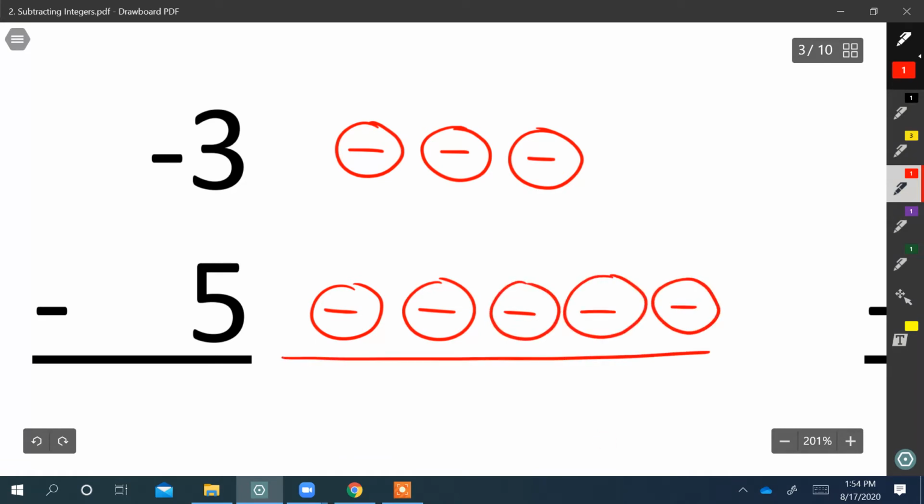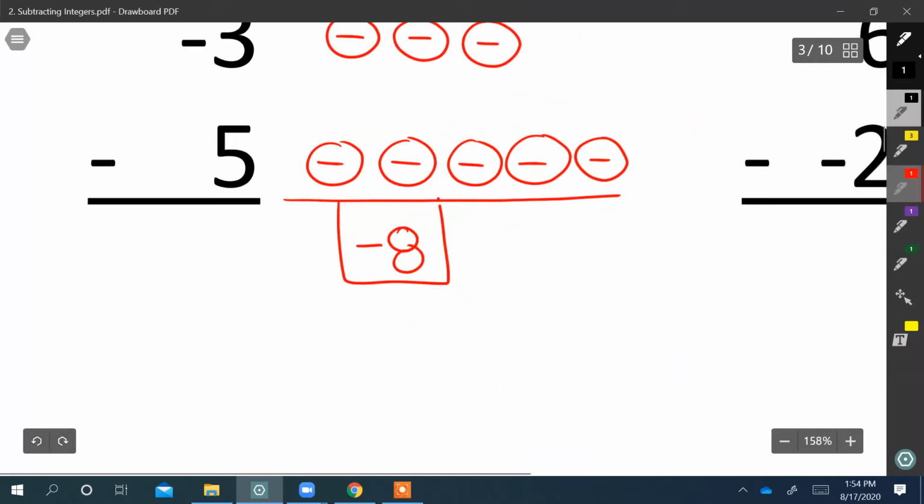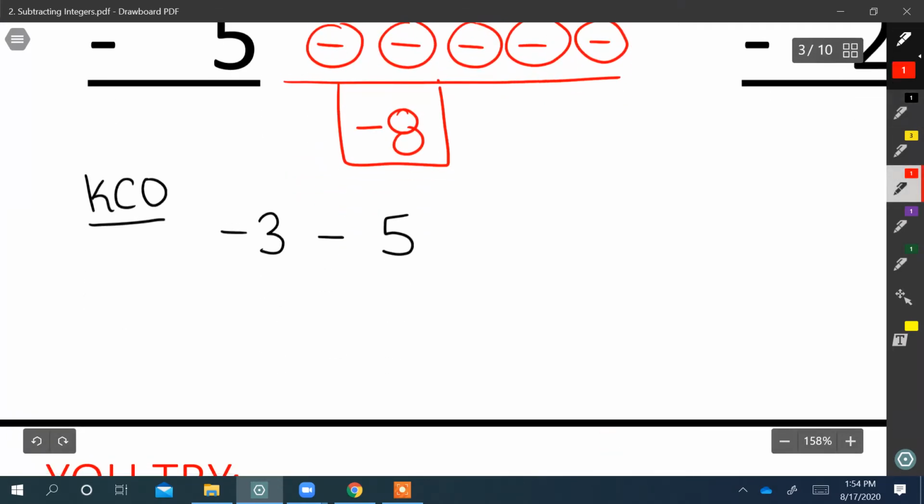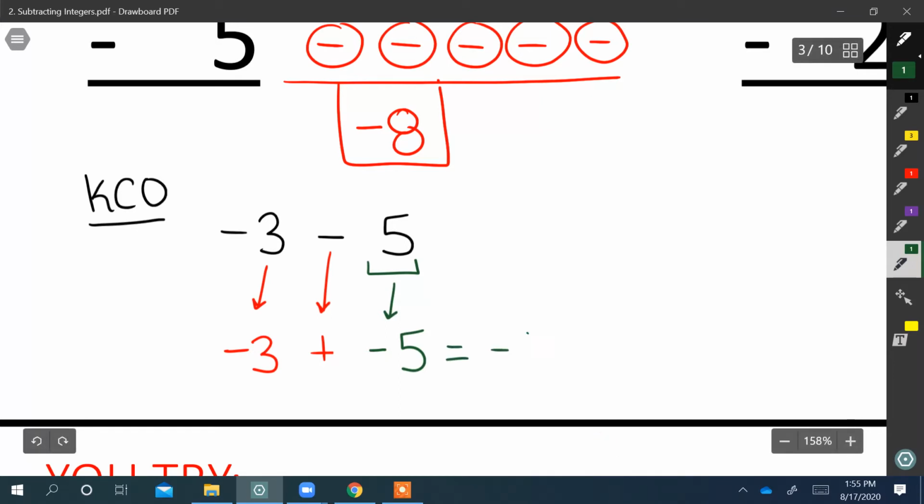When I put that in my head and add them together, I get -8. Now we can do KCO with this as well. If I have -3 minus +5, here's what's going to happen. We're going to keep the -3. The minus sign is going to change to positive. And this +5 is going to change to -5. That will be -8.